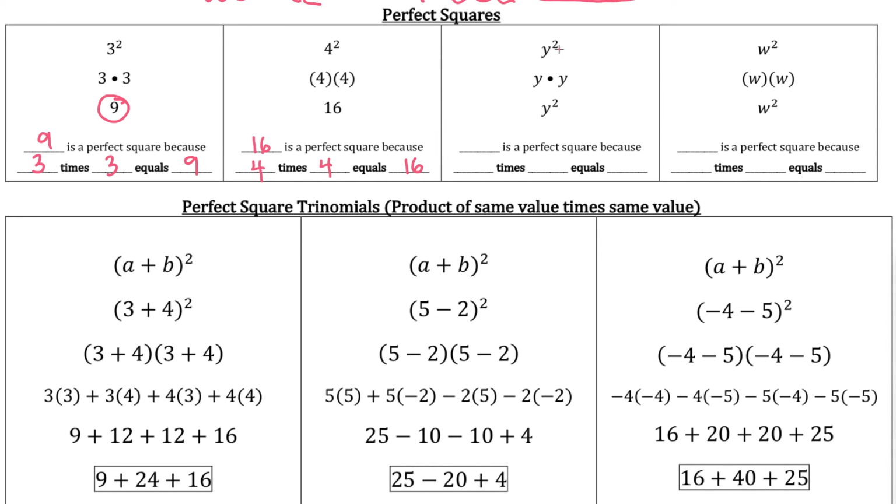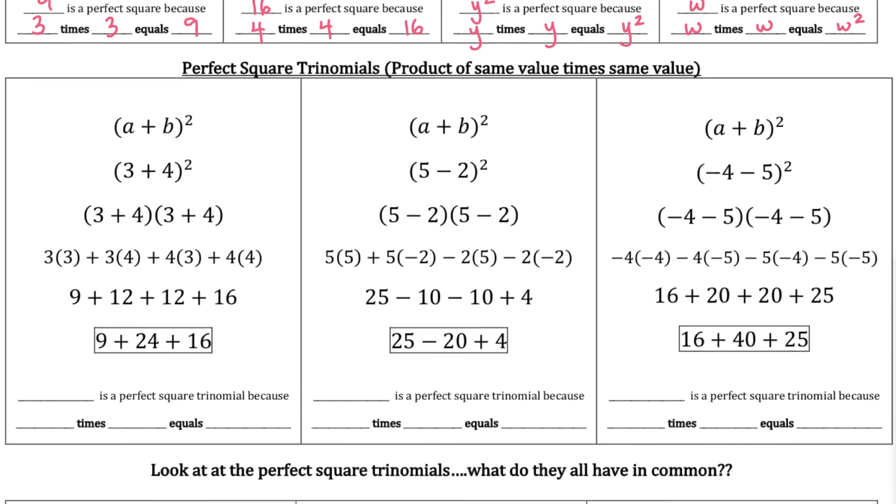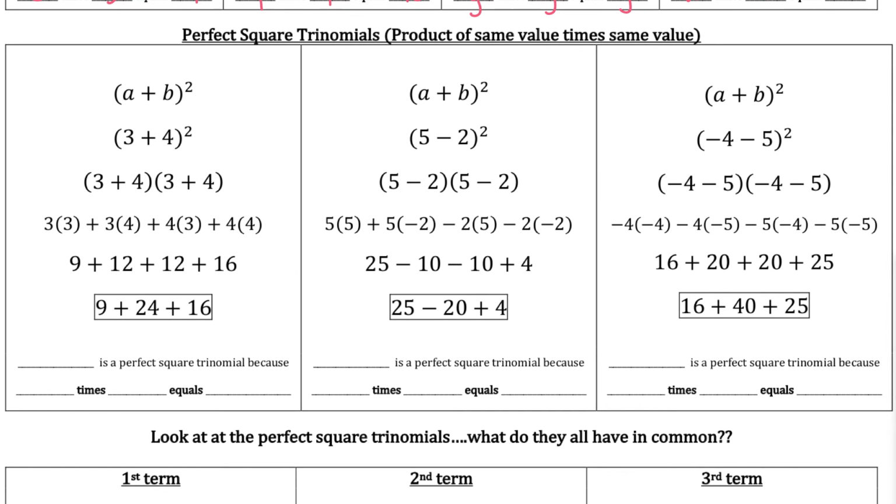Alright. y squared is y times y, which is y squared again. So, of course, y squared is a perfect square because y times y is y squared. And w squared, which is w times w, is w squared, obviously. It's kind of redundant, right? But I just wanted to show you that it works with variables as it does with other numbers. So w squared is a perfect square because w times w is w squared. Alright, so let's talk about perfect square trinomials.